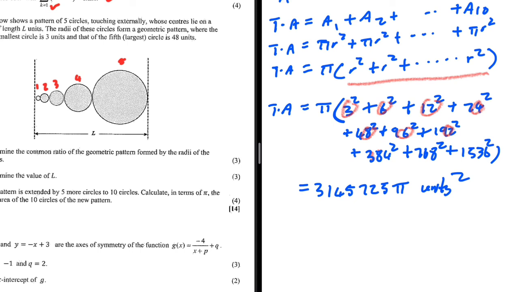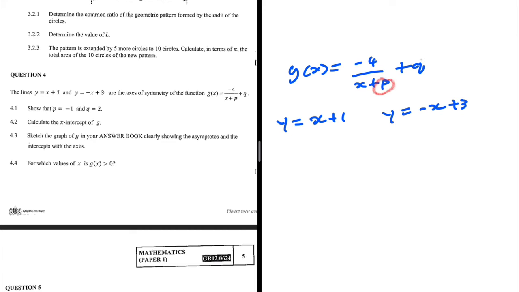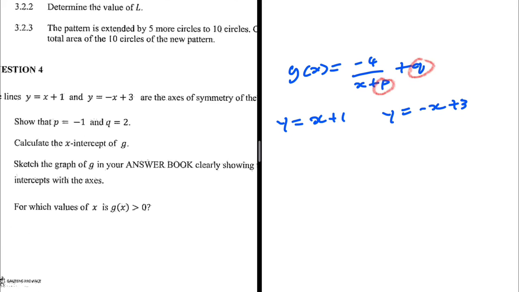There we go. We have a function g of x, which is equal to minus 4 over x plus p, plus q. And then we're given the axes of symmetry: y is equal to x plus 1 and y is equal to minus x plus 3. We're supposed to find the value of p and the value of q. Well, we're supposed to show that p is equal to minus 1 and q is equal to 2.